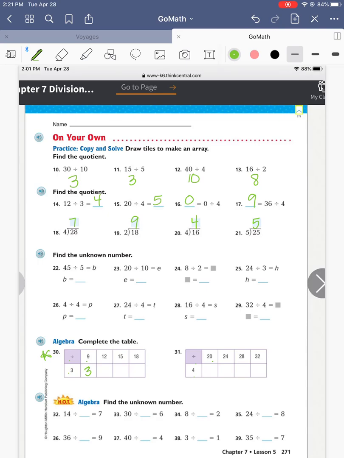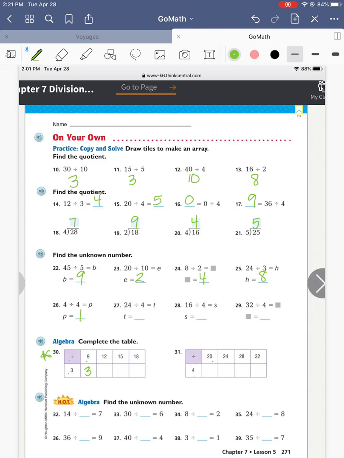Number 22, 45 divided by 5 equals B. So B is 9. 20 divided by 10 is E. E is 2. 8 divided by 2 is 4. So the square is 4. 24 divided by 3 is 8.